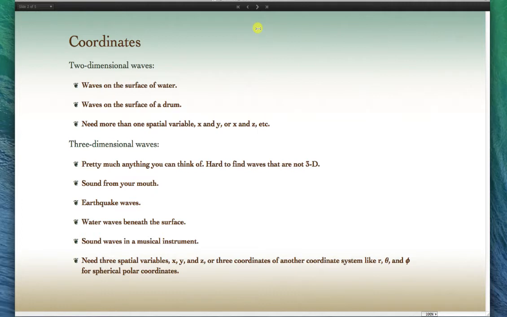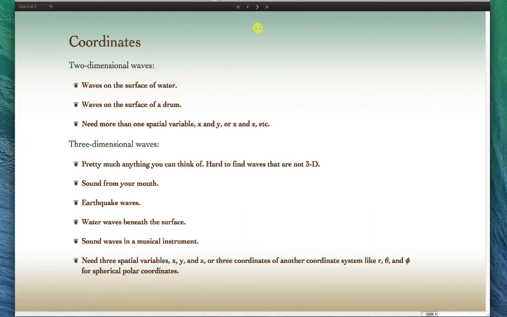It's pretty much a 3-dimensional wave that travels out in all directions through some space, whether it's the air in the room, or it could be a cavity in a musical instrument that the sound is traveling through. All those things are 3-dimensional things. So it's actually kind of hard to find waves that are not 3-dimensional. Earthquake waves travel through the earth, water waves under the surface, and so on.